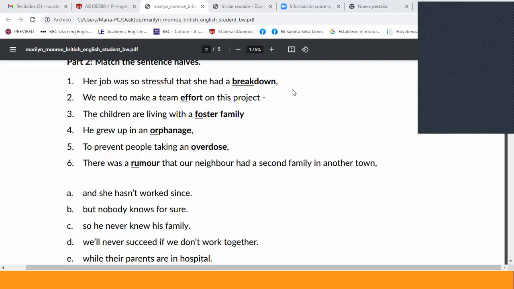When you're ready, please let me know. I am ready. Me too. Okay, good. Let's see number one. Javier, please. Read the sentence, the first part and then the second one.